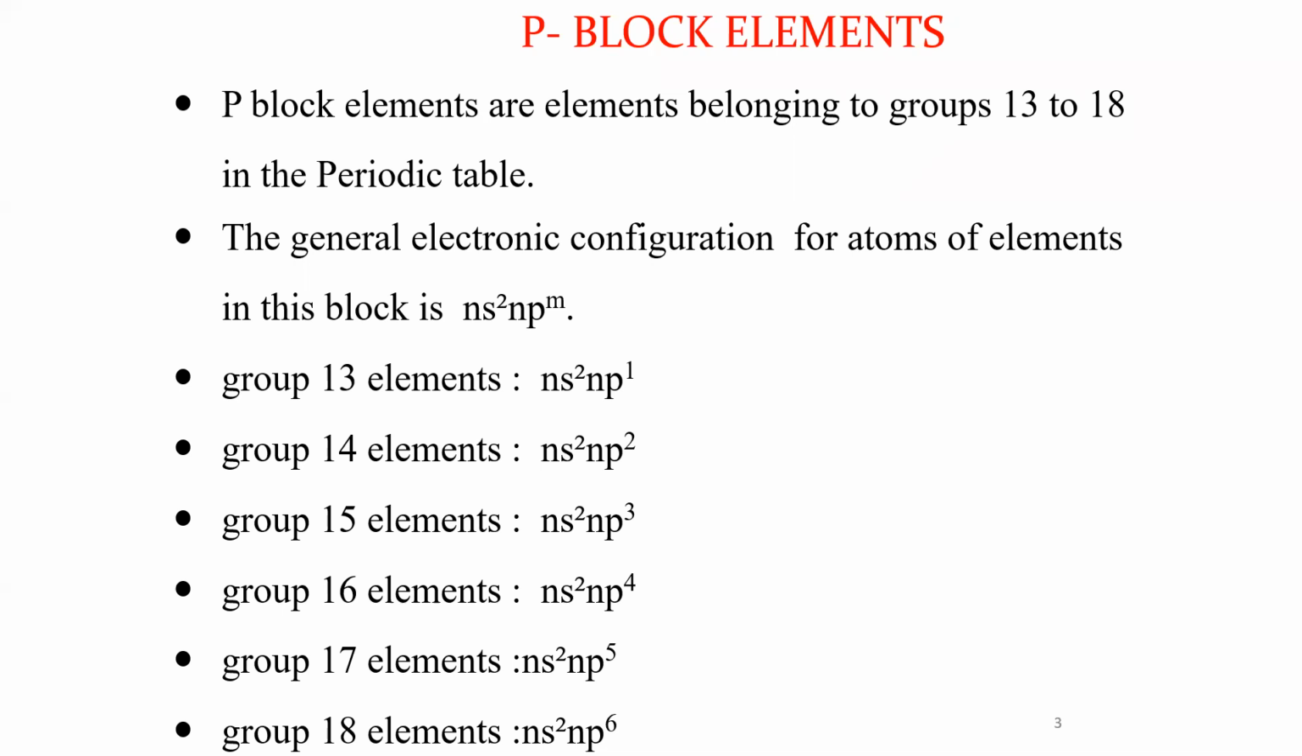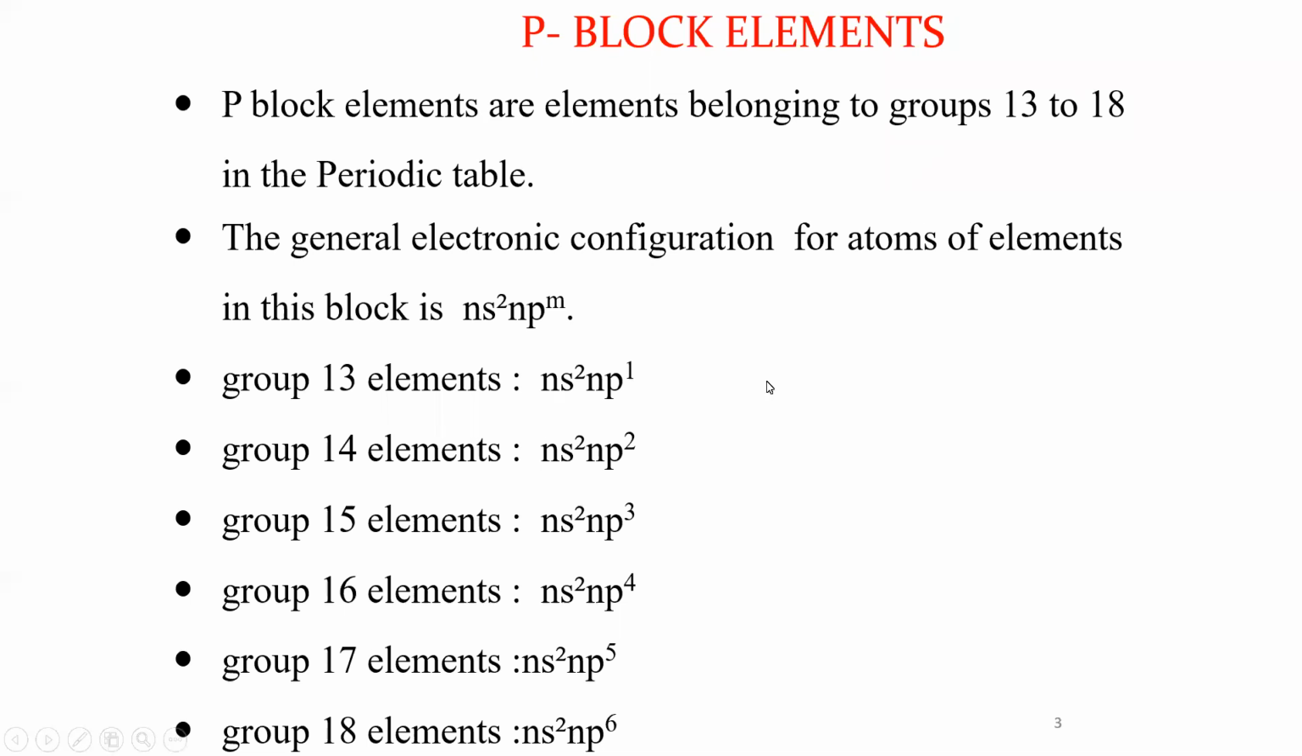So for the P block elements, they are also the main group elements because the main group elements are the S block and the P block. But for the P block, these are the groups from group 13 to 18 in the periodic table. The S block elements are the groups 1 and group 2.